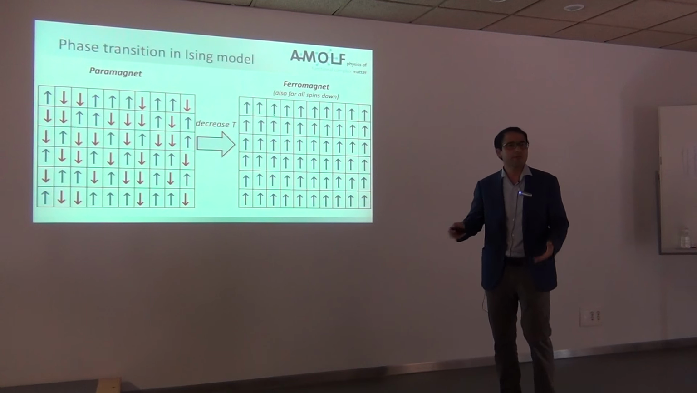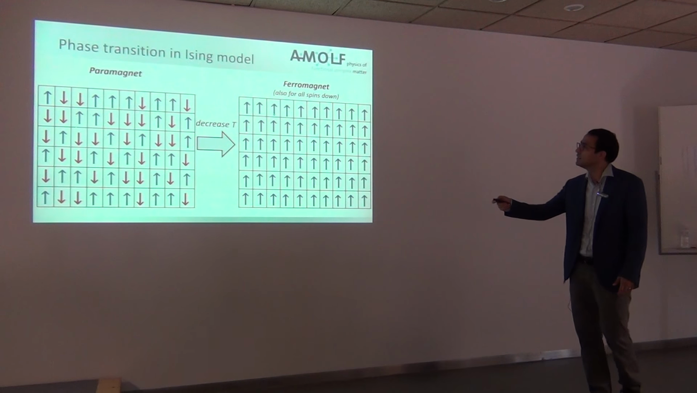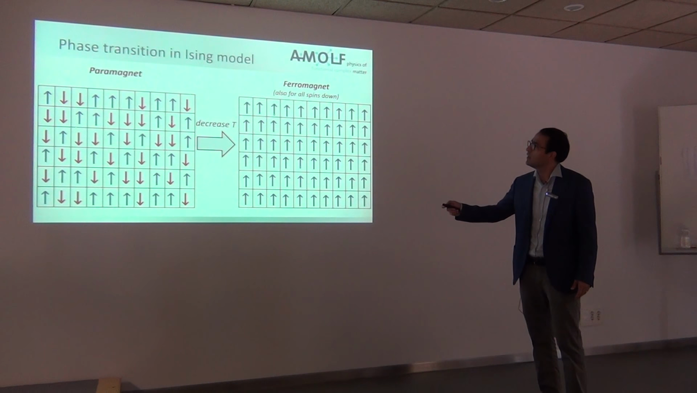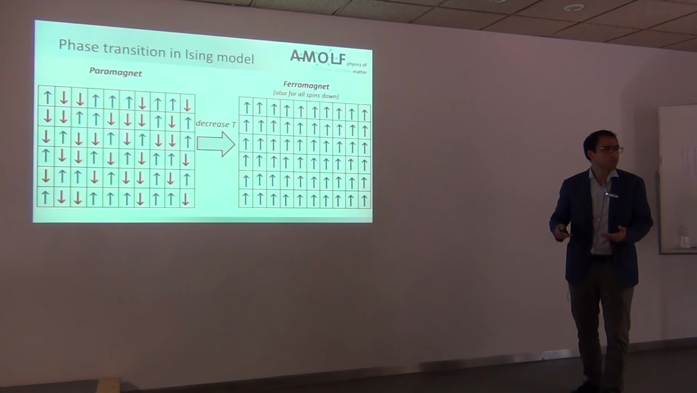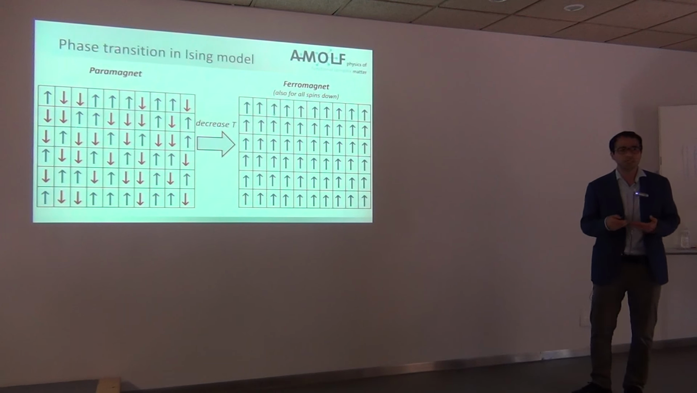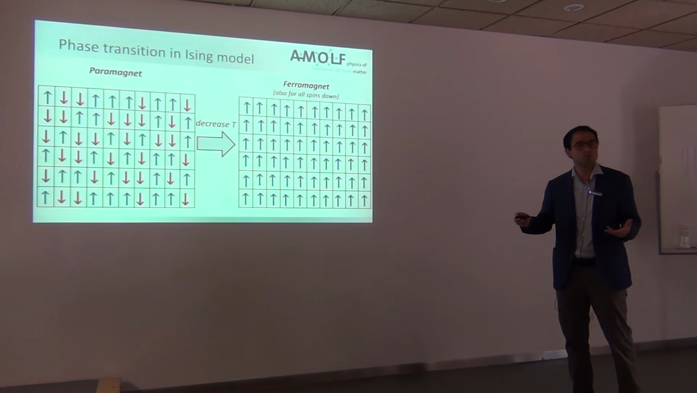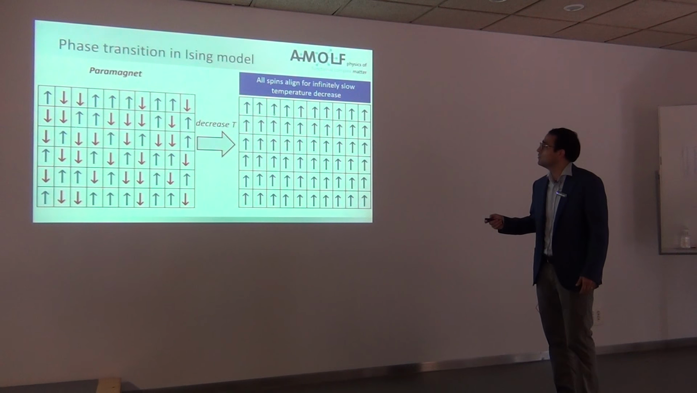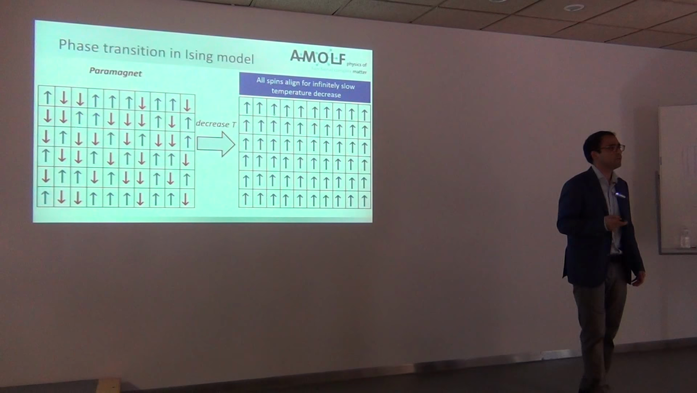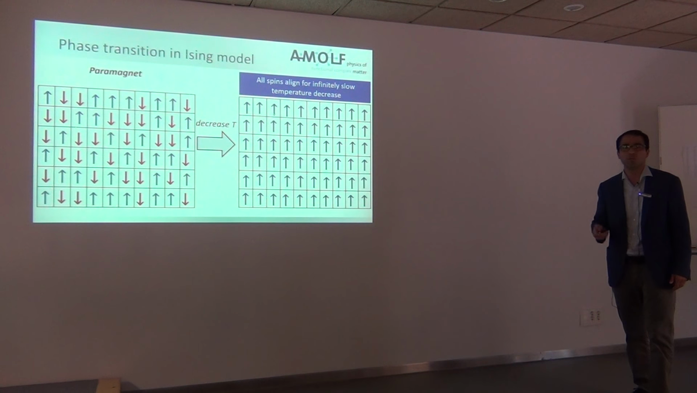So I'm going to briefly remind you about the phase transitions that the Ising ferromagnet displays. At high temperature, the system is in a paramagnetic state where there is no net magnetization. And as you cool it, there will be a spontaneous symmetry breaking, and the system will go either spin up or spin down. And then this will lead to a ferromagnet state.